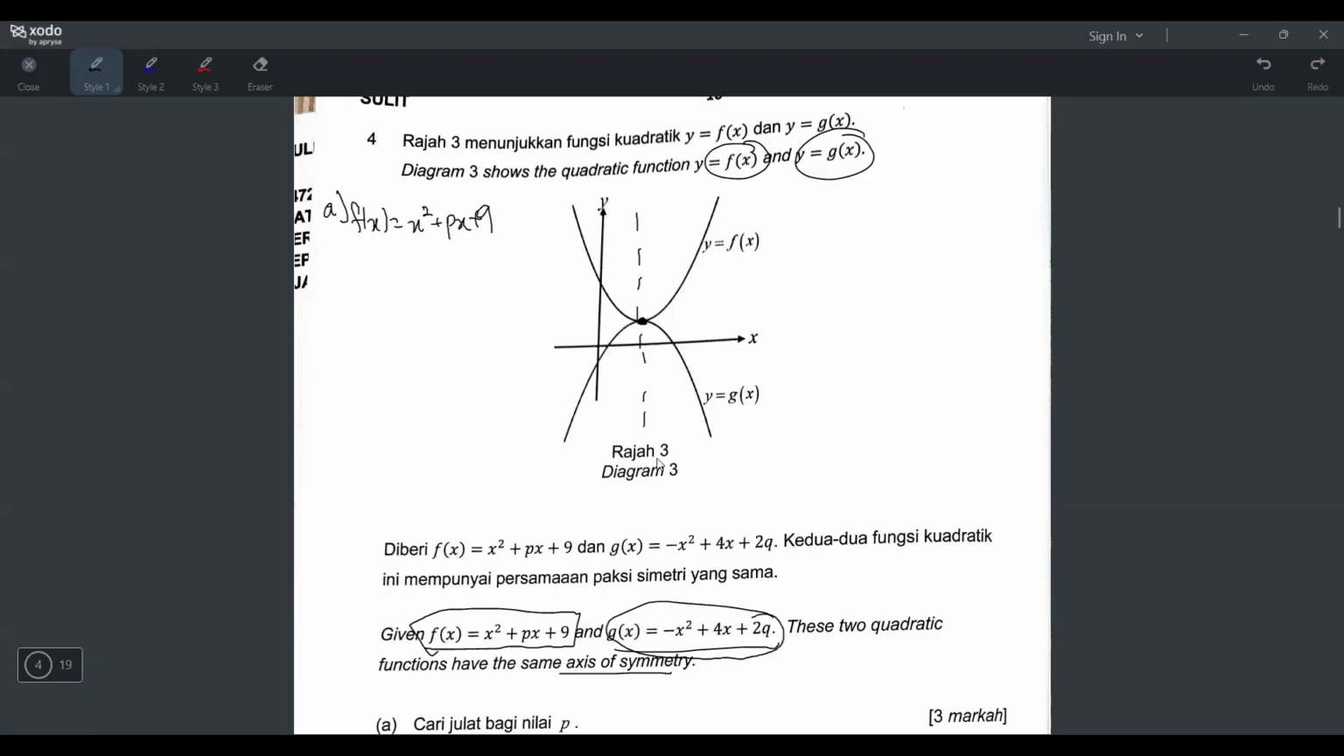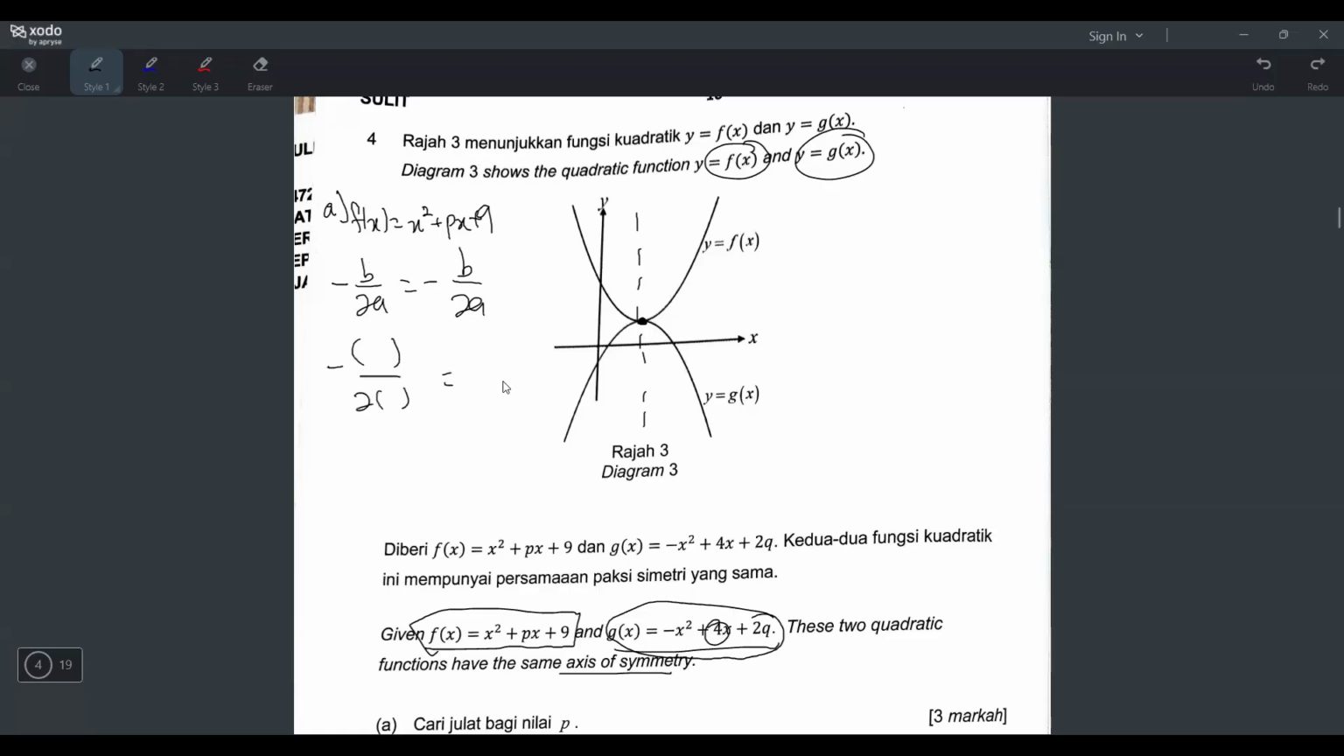Do you remember they gave you another curve g(x), and this equation they actually give you the b. So since they have the same axis of symmetry, you can use this formula, negative b over 2a equals negative b over 2a. This one you use the first equation, this one you use the second equation. Why can they be equal? Because they have the same axis of symmetry, and this is how you find the axis of symmetry, right? But later I will erase all this.